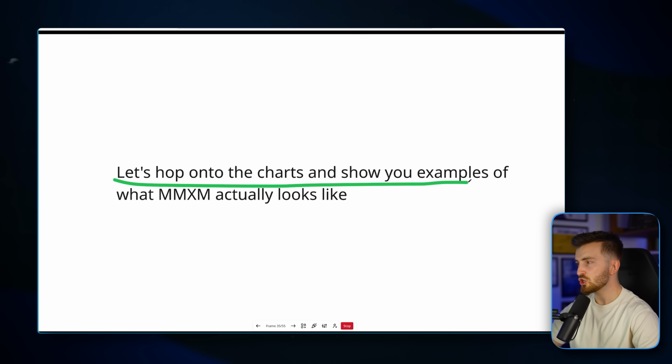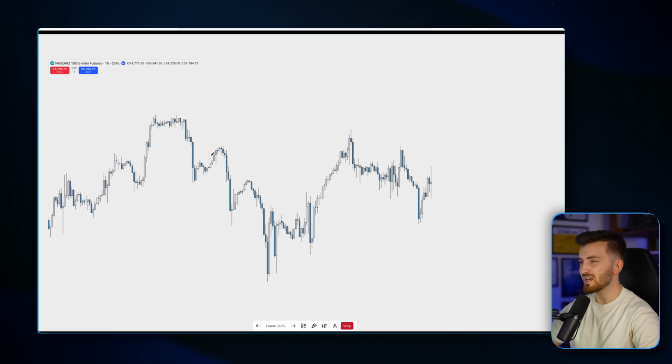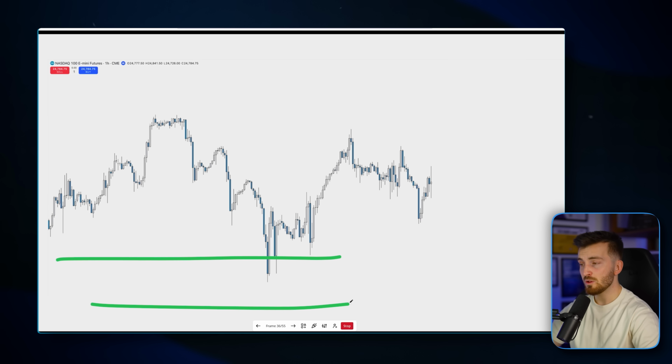So let's hop on the charts and show you some examples of what a market maker model actually looks like. So here we have a market maker buy model. The market is moving to the downside, it sweeps a massive low on the left, and then it starts moving bullish. And a lot of traders get caught in these short-term moves to the upside while the market is still moving lower. But once we hit that higher time frame key level, which I will show you how to identify, then your strike rate is going through the roof.